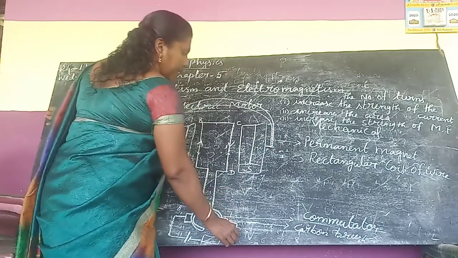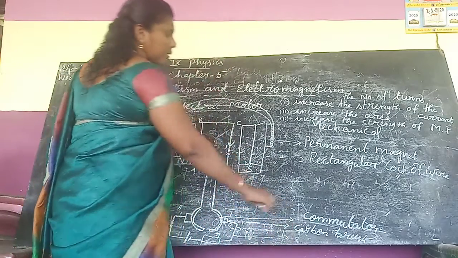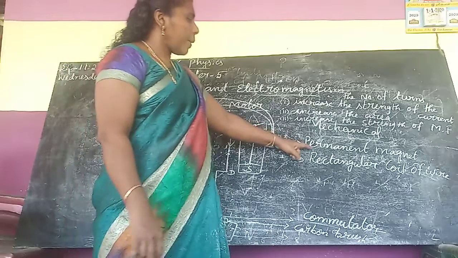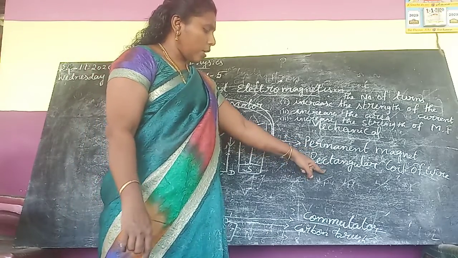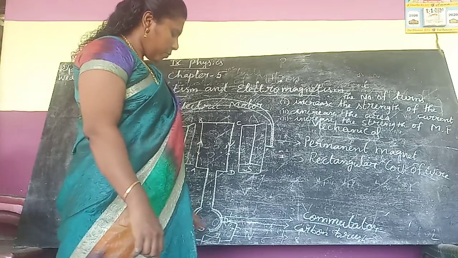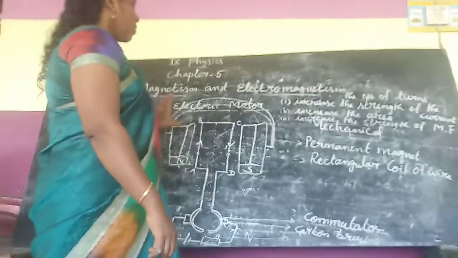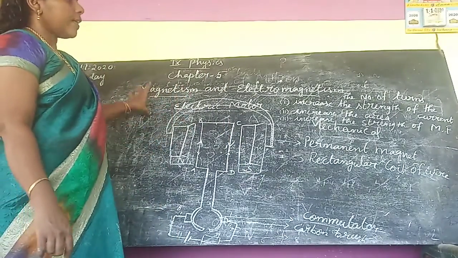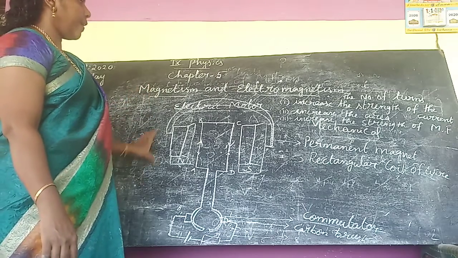Here you can mark this as the external circuit. The parts are: permanent magnet, rectangular coil of wire, commutator, carbon brushes, and this external circuit. So this much you have to mark. Then construction and working of the electric motor.